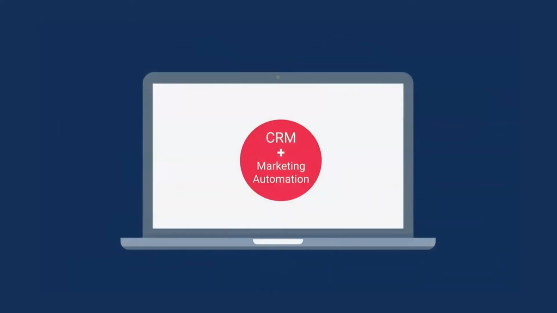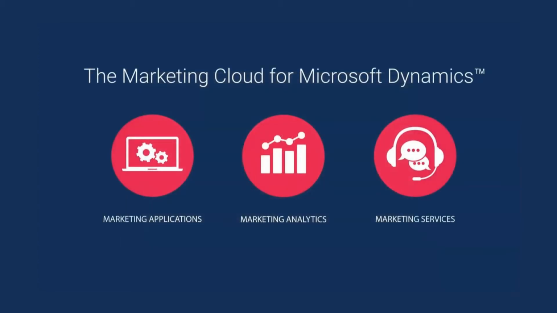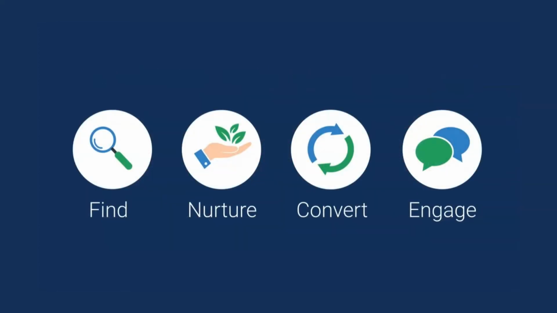To address these challenges and to achieve success, we as marketers need smart marketing automation tech that integrates with our CRM, Microsoft Dynamics specifically. And this is where we come in. ClickDimensions is the marketing cloud for Microsoft Dynamics. From applications to analytics to services and much more, we have you covered. Our marketing automation platform is trusted by marketers around the world to help them find, nurture, convert, and engage the audiences that matter most to their business.